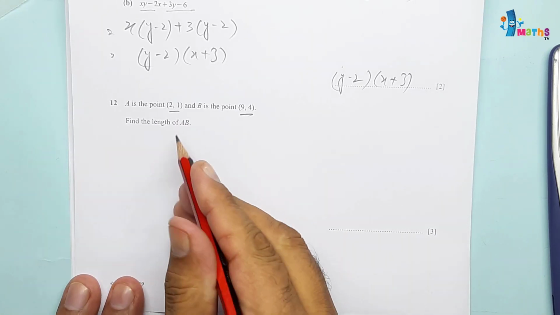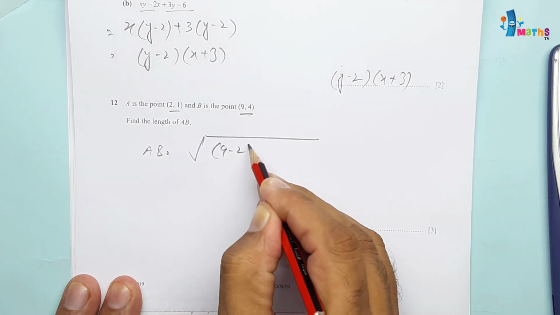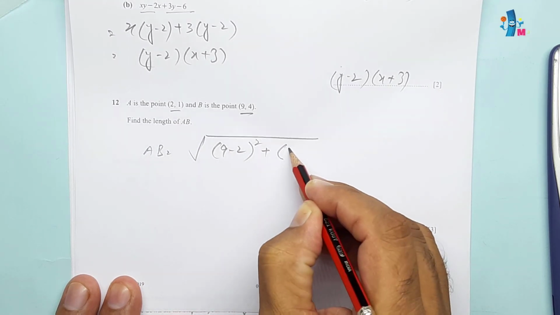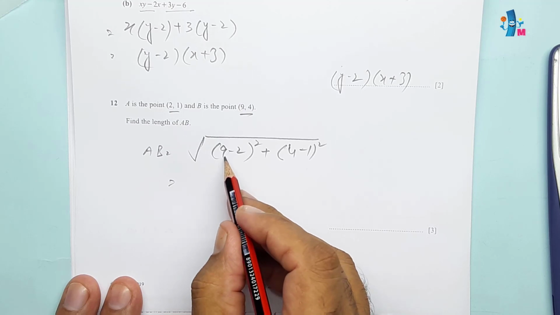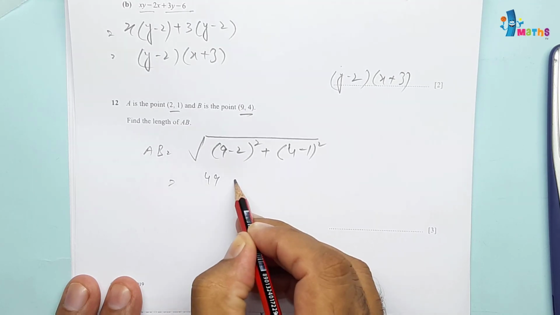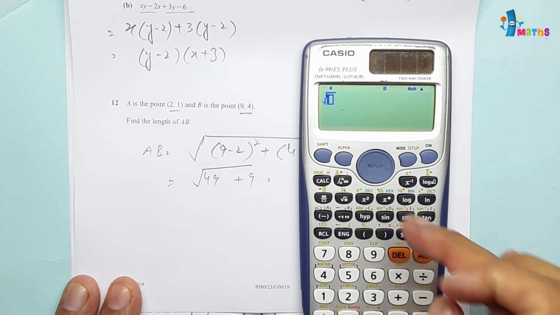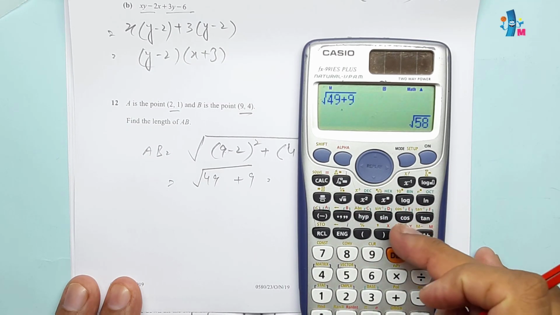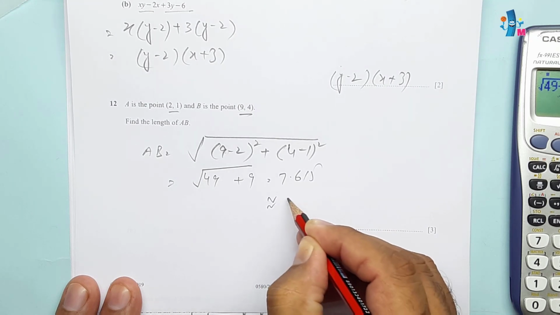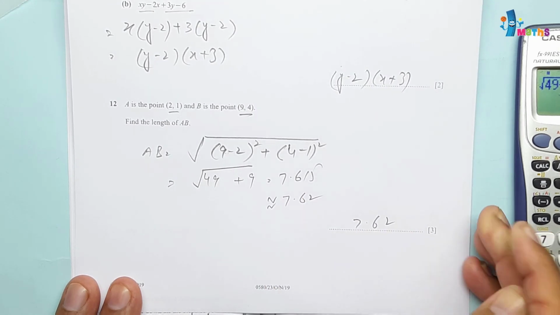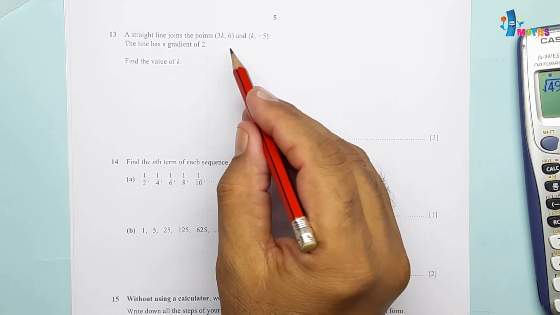So we have to apply the length formula, and we know length formula AB is equal to under root of x2 minus x1, 9 minus 2 squared, plus y2 minus y1, 4 minus 1 squared. So this will be 9 minus 2 will be 7 squared, 49, plus 3 squared will be 9, under root. So this will be equal to root of 49 plus 9, which is 7.615, approximately equal to 7.62. So answer will be 7.62.